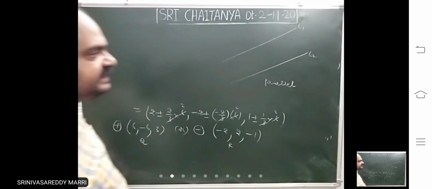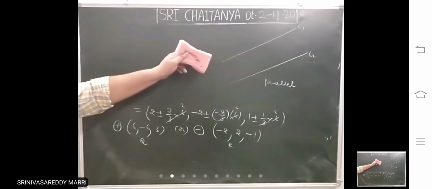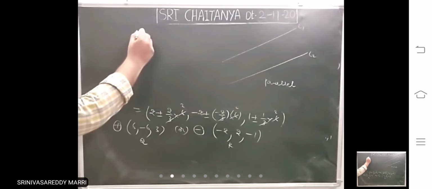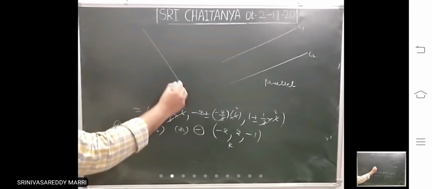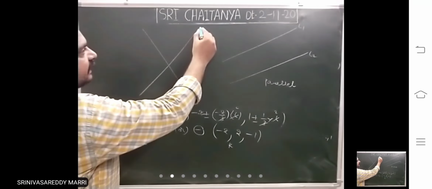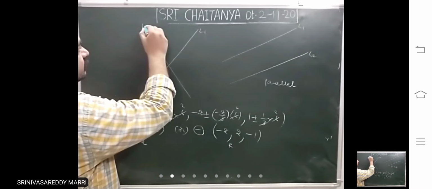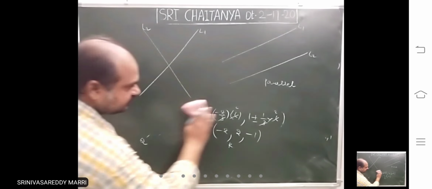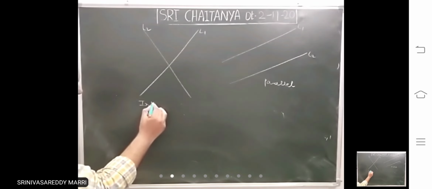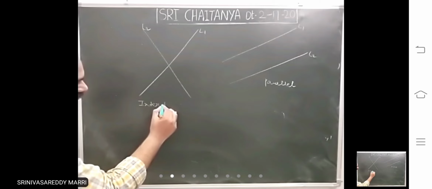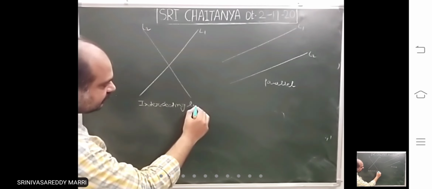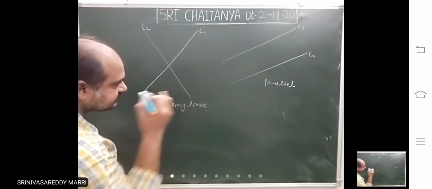If on your paper you have drawn like this, then they are parallel. If they are not parallel, definitely they will intersect. So L1, let us say L2, two lines are there. These are called intersecting lines.